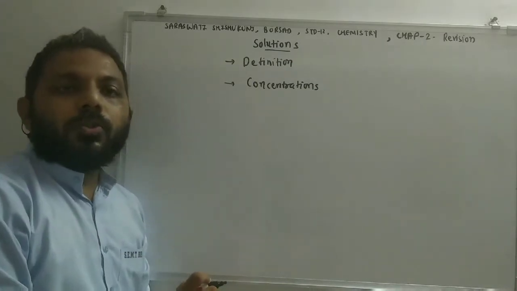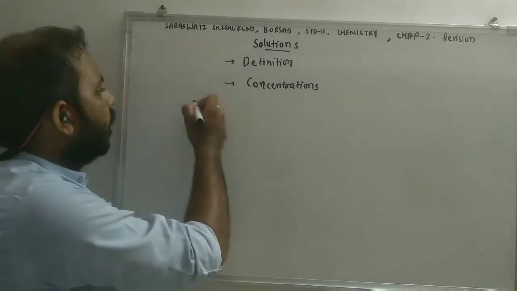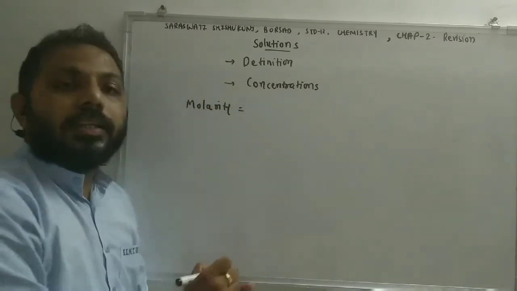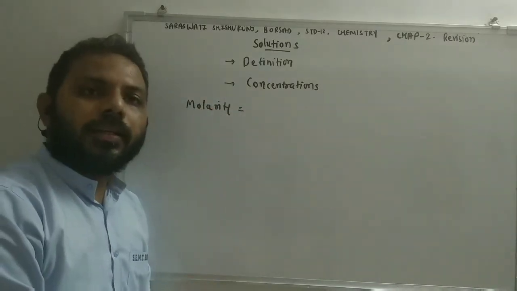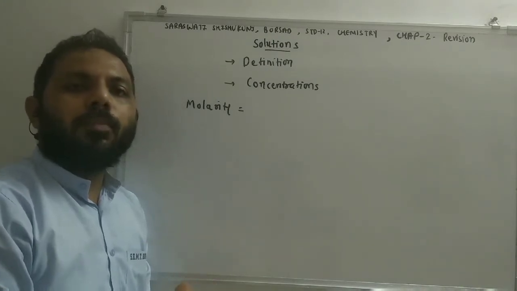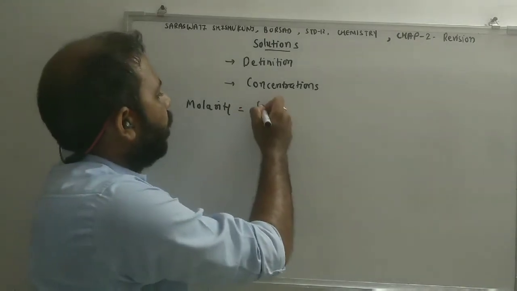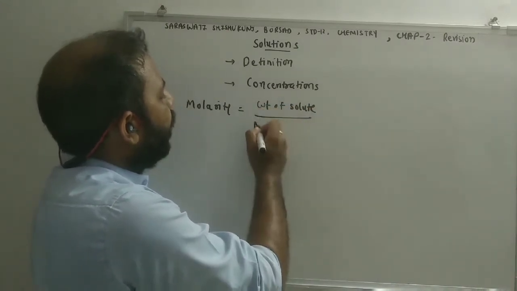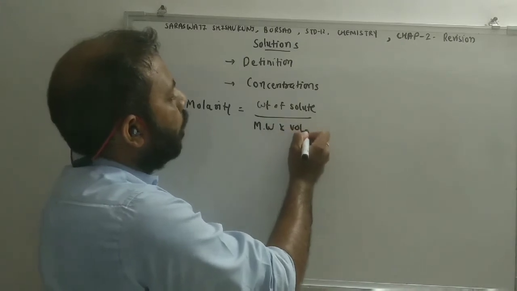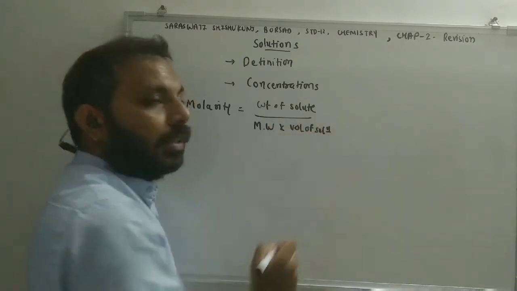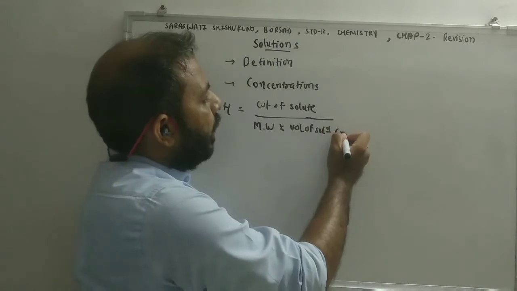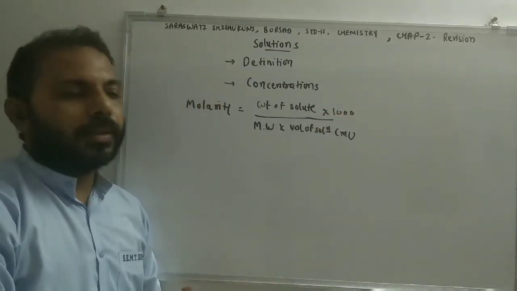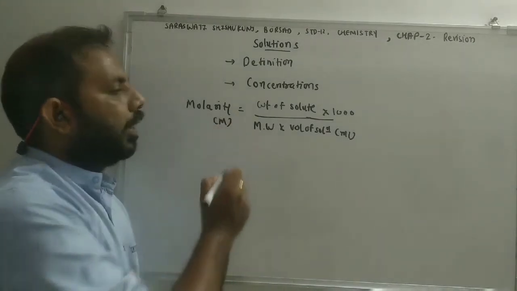Okay. So we'll revise the formulas. First is molarity. So molarity is mole per liter, right? We know the formula of molarity, mole per liter. So the formula will be weight of solute divided by molecular weight into volume of solution. So if the volume of solution is in ml, then you need to multiply it by 1000. So this is molarity, which is indicated by capital M.